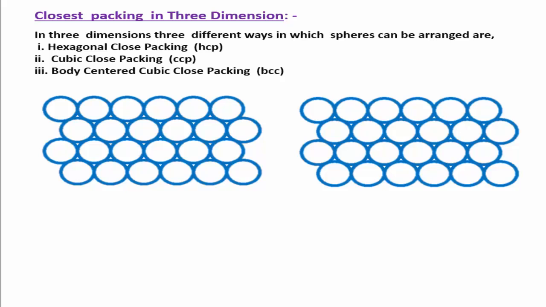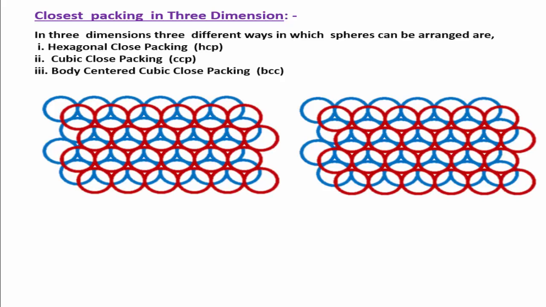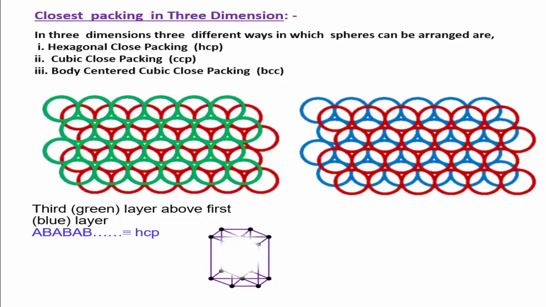Now the second layer can be arranged only on the hollows of the first layer. The third layer can be arranged exactly over the first layer. So this type of packing is called ABAB type of packing, which is present in the hexagonal close packing system.